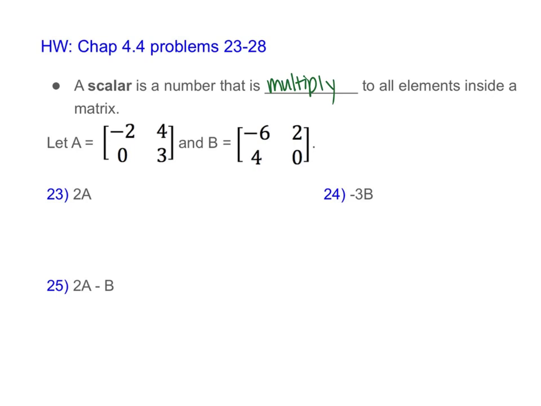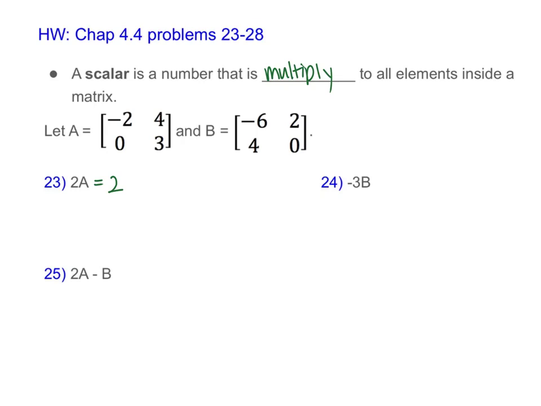So, like with number 23 here, you can see this is 2A, or 2 times A. So it's saying that this 2 is outside the matrix A. So A is a matrix. Looks like a 2 by 2 matrix. So I'm going to draw the 2 by 2 matrix here: negative 2, 4, 0, 3.